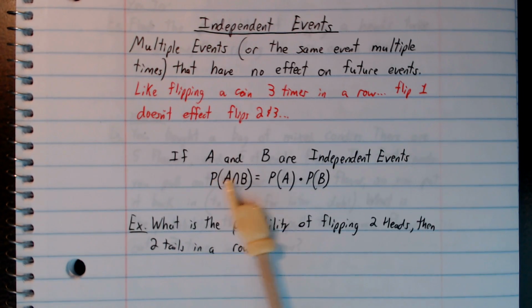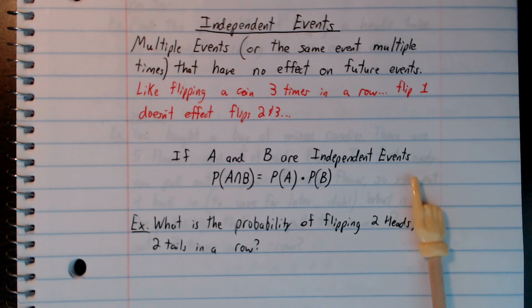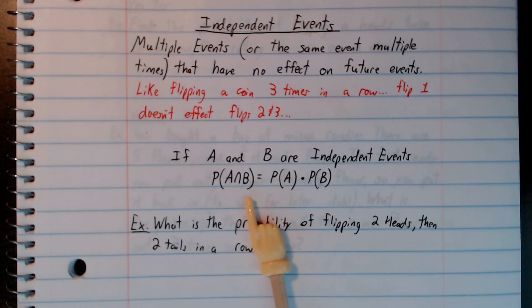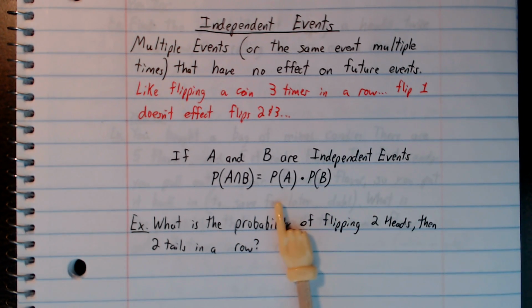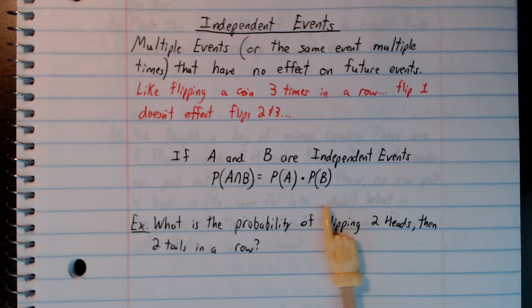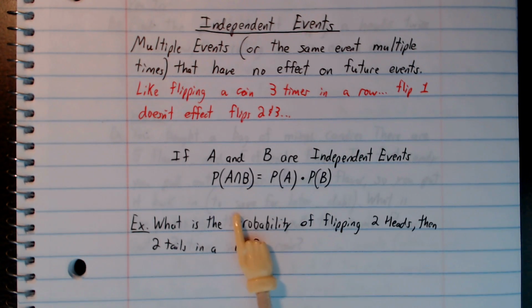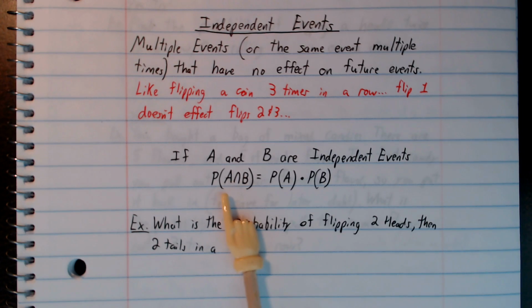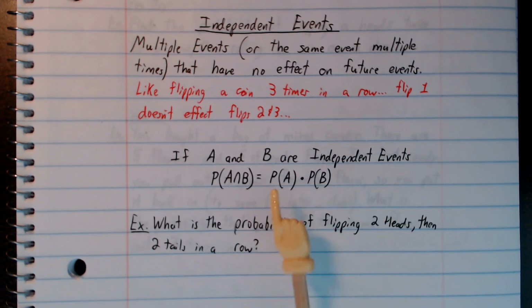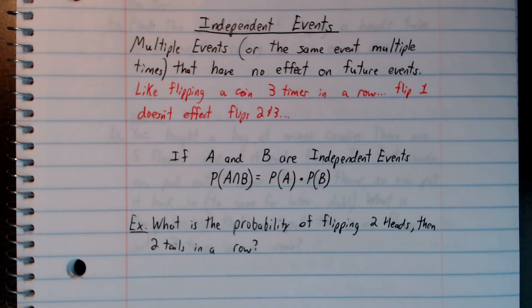Okay, so if A and B are independent events, the probability of A and B happening would be the probability of A times the probability of B. We can't have something happen more than once on, say, a coin flip, so it would have to happen multiple times in a row, in which case we'd be looking at the probability of those things together.